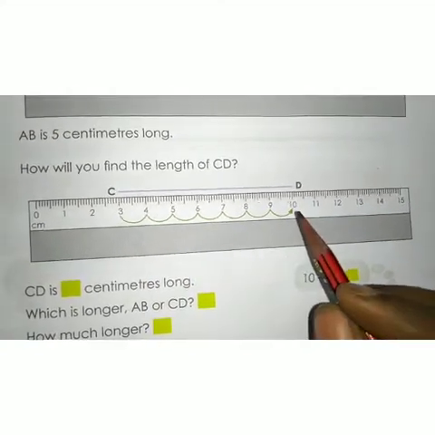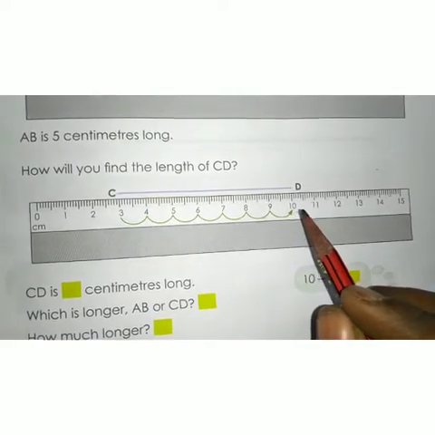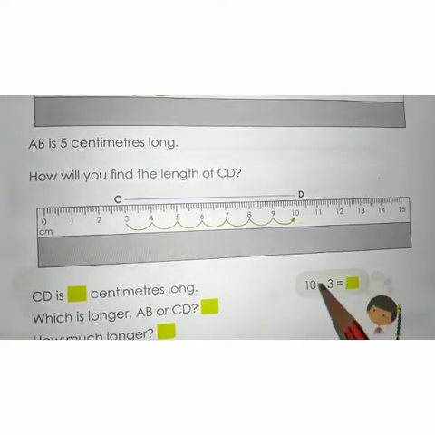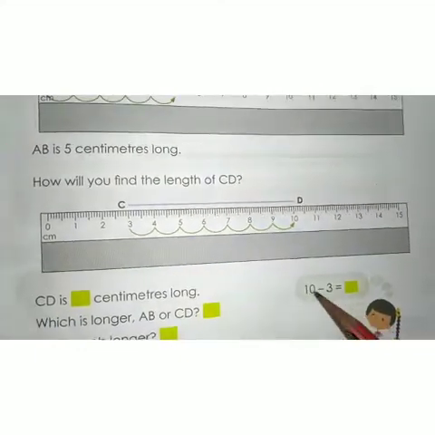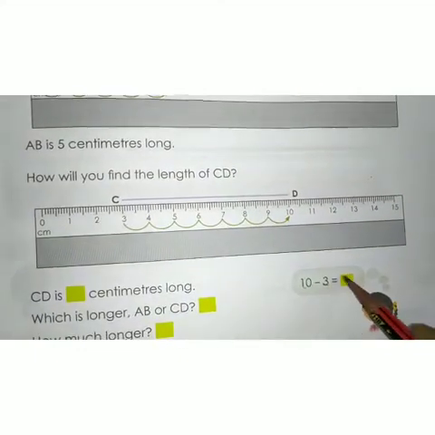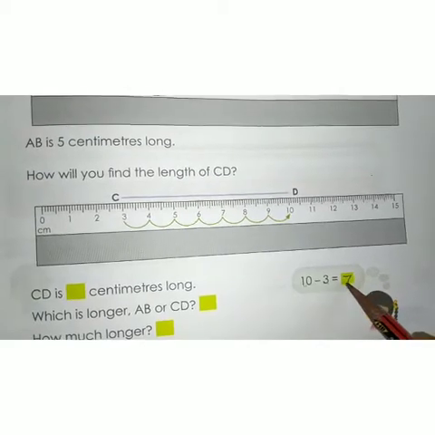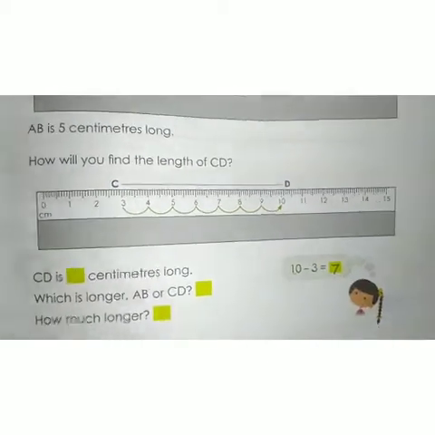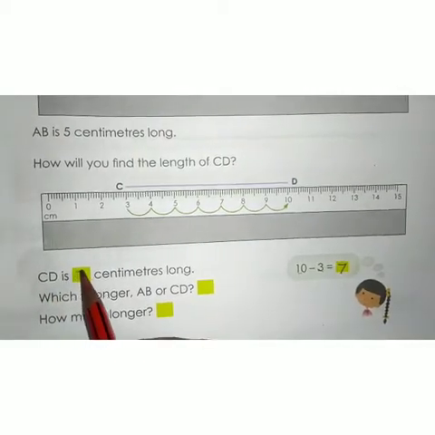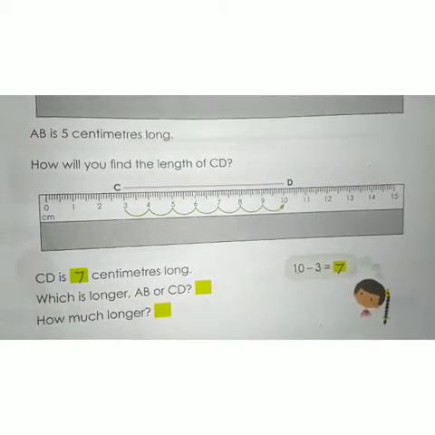To find this using the subtraction method, the ending point is 10 and the starting point is 3. If you subtract these two values, then you get the length as 7 centimeters. Hope you are all clear. Therefore, CD is 7 centimeters long.